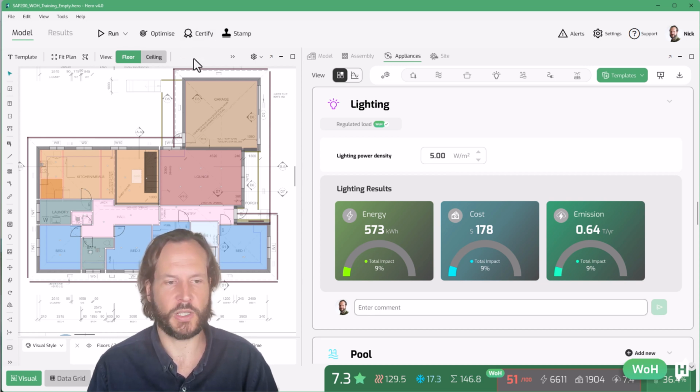So, for example, in this sample dwelling, there's about 40 downlights shown across the dwelling, and let's assume there's 6 lights in the garage not shown.